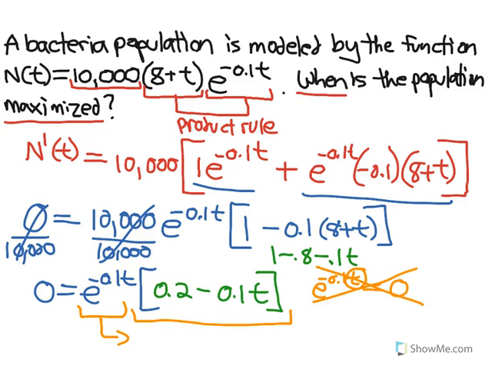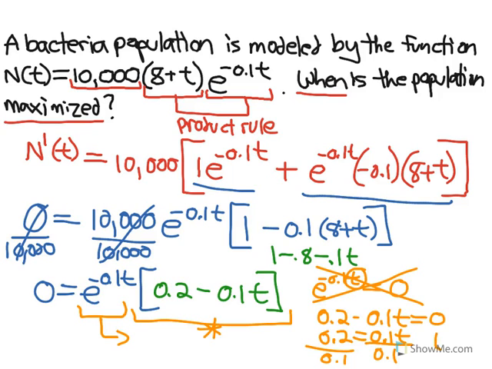Then we just go to the bracket, which must be equal to 0. So 0.2 minus 0.1t equals 0. And if you solve for t, it's going to be 0.2 equals 0.1t, divided by 0.1. So you get t equals 2.